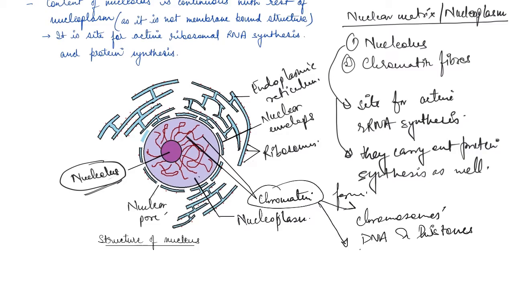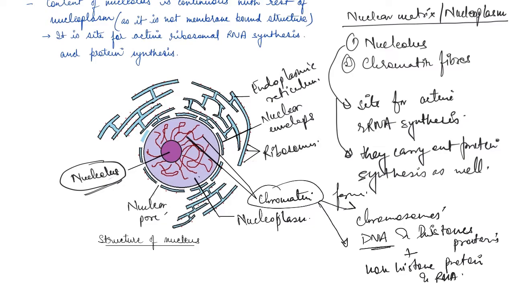So they contain DNA and histones or histone proteins, right? Now they also have some non-histone protein and RNA as well, right? So they have DNA, plus some non-histone protein and RNA as well.